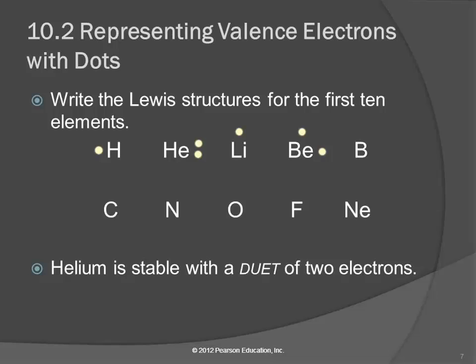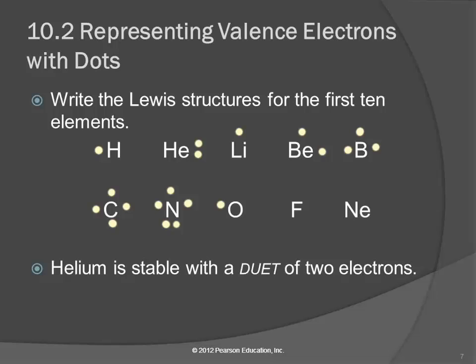Boron has 3. Carbon has 4. So we're going to put them around separately if we can. And then nitrogen has 5. So 1, 2, 3, 4. And then there has to be a pair somewhere. You can choose where you want to put the pair. It doesn't matter. But you're going to have 1 pair.